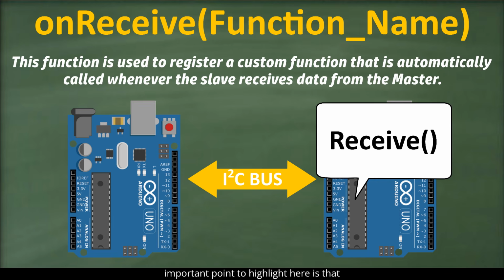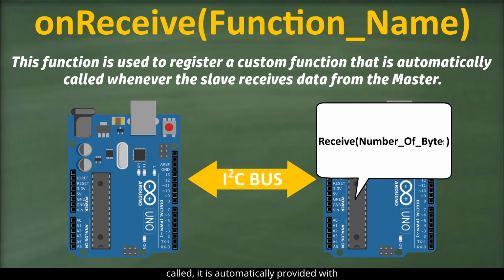An important point to highlight here is that when this receive callback function is called, it is automatically provided with one parameter, the number of bytes received from the master.